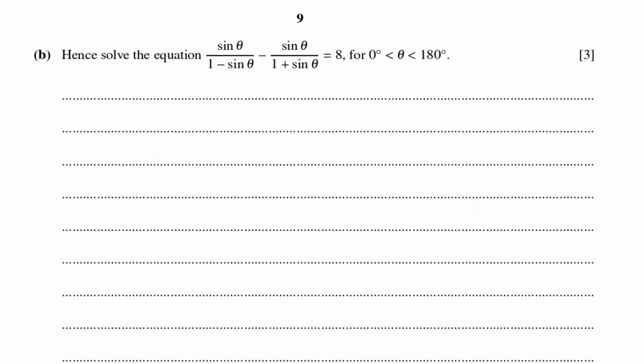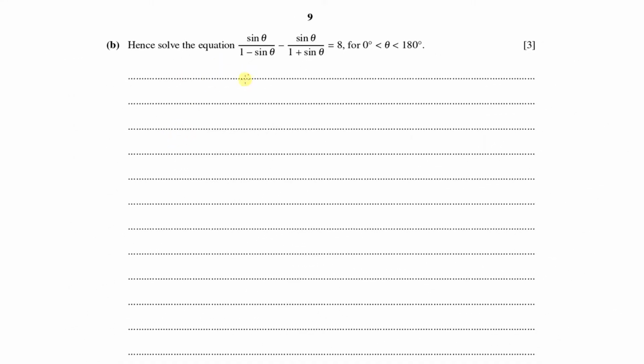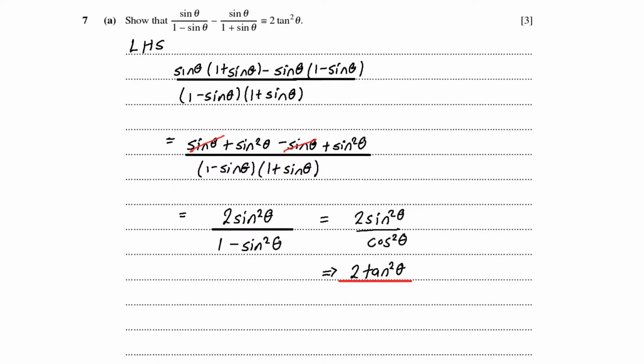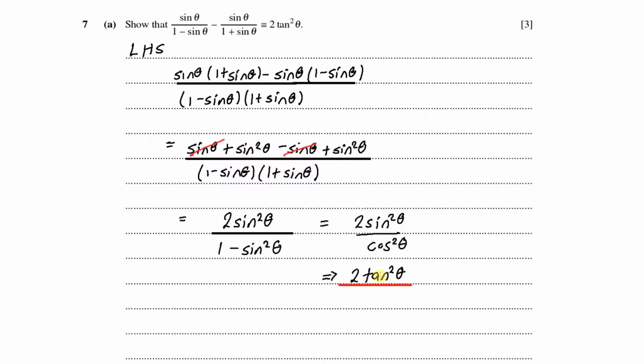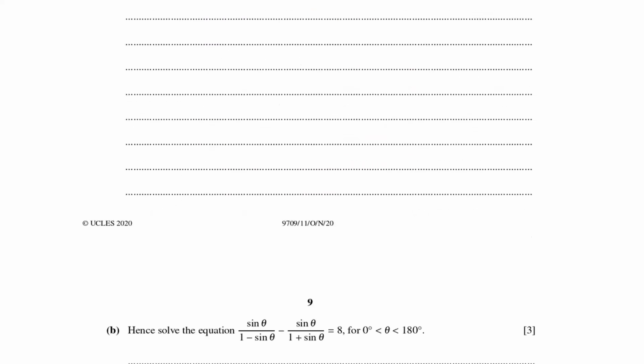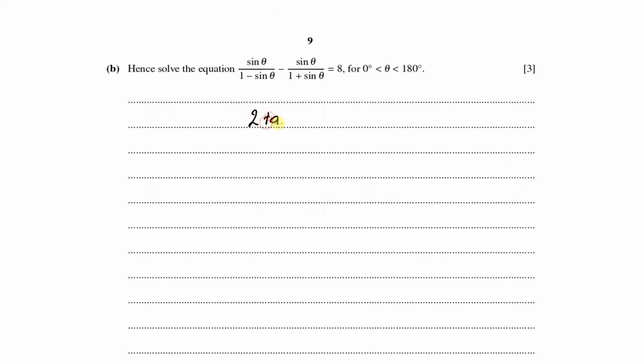Hence solve the equation sine theta over 1 minus sine theta minus sine theta over 1 plus sine theta is equal to 8. So right here, we know that this trig function is identical to, that's what we were working out in part A, is identical to 2 tan squared theta, the one we got. So in place of it, I'm going to put 2 tan squared theta. So that's equal to 8. And remember, we're solving from 0 to 180 degrees.